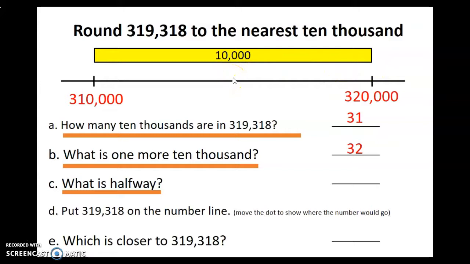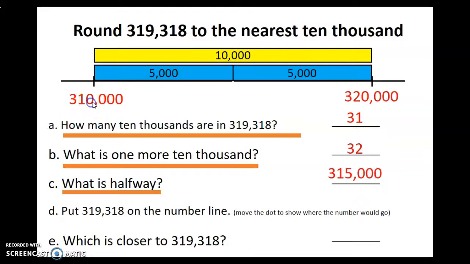Now I think, what is half of 10,000? Remember, we can think of what is half of 10 is 5. So half of 10,000 is 5,000. So we put 5,000 and 5,000. Now to find my number that's halfway, I'm going to take 310,000, add 5,000 more. So I'm just adding 5,000 to this place value. And I get 315,000. Now let's put 319,318 on the number line.